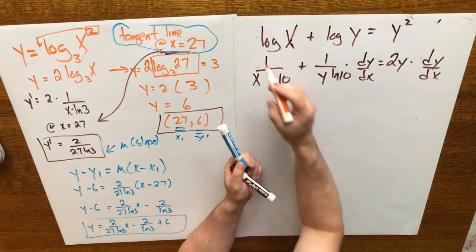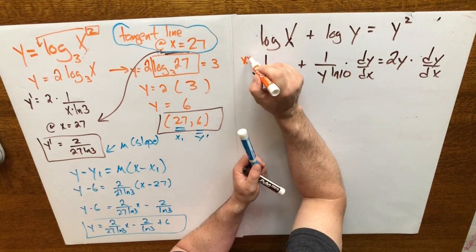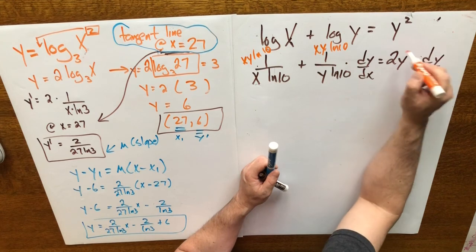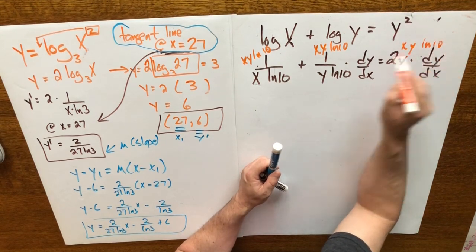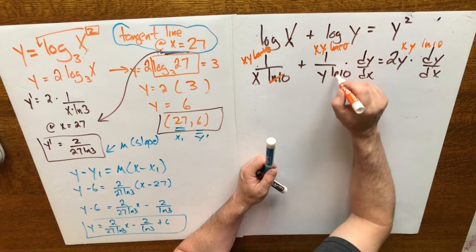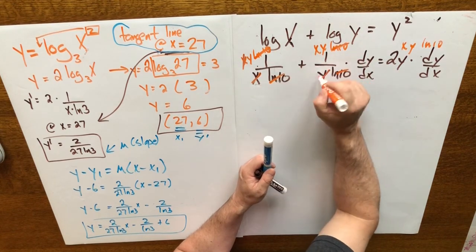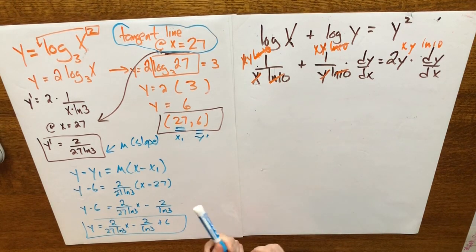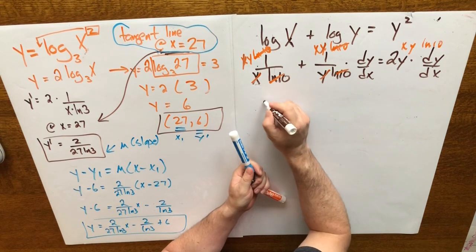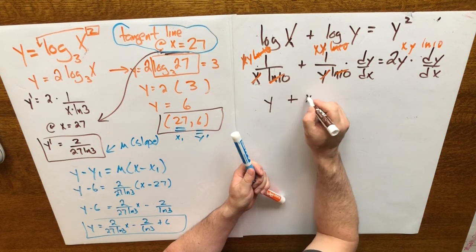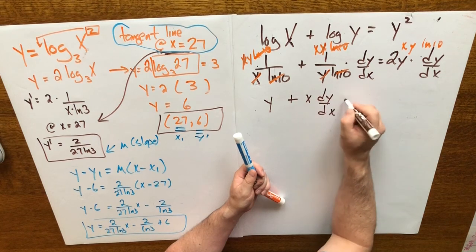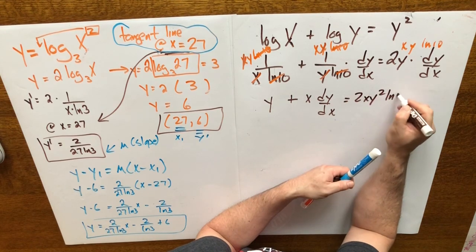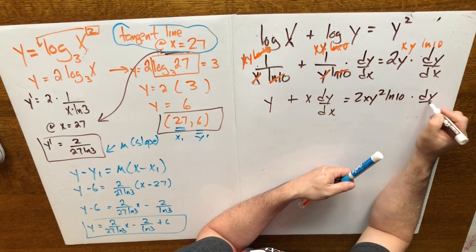I think I'll multiply everything by xy ln 10 to get rid of those denominators. And you can see this ln 10 will cancel like that. This x will cancel. This y will cancel. And you're left with y plus x dy over dx equals 2xy squared ln 10 times dy over dx.